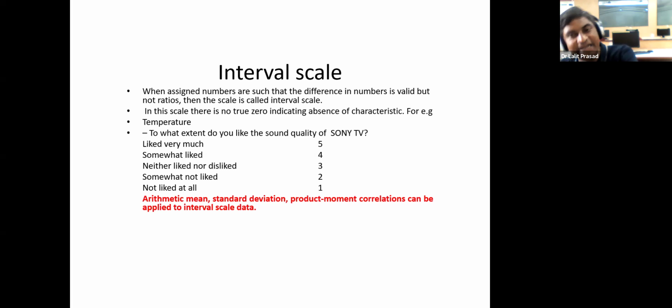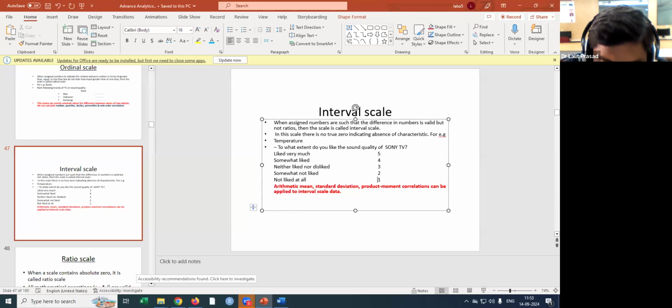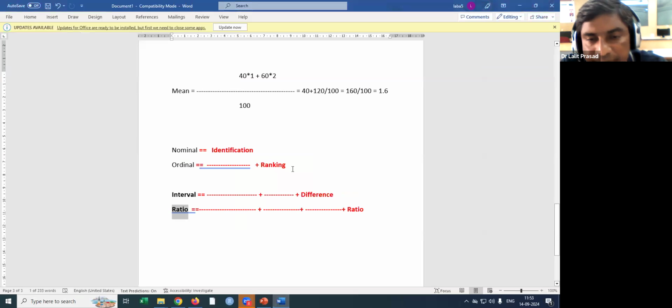Identification, ranking and difference. But you cannot find out the ratio. That is the problem. And without an example, you will not be able to understand. So what it is saying, in this scale, there is no true zero indicating the absence of the characteristic. Whatever zero value we are finding, that zero is not an absolute zero. It is an arbitrary zero. How it is an arbitrary zero, I will give you an example.